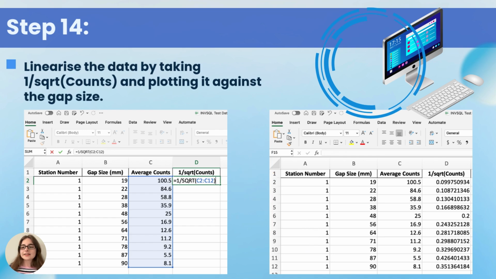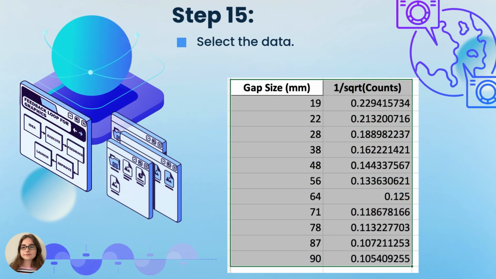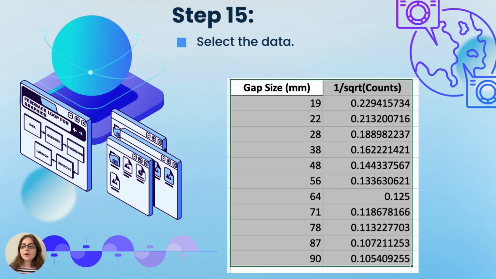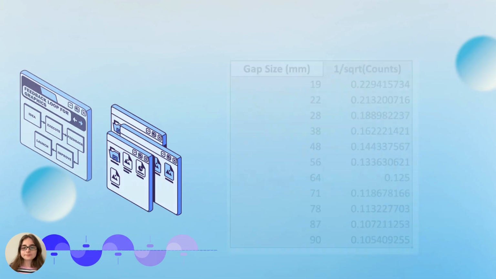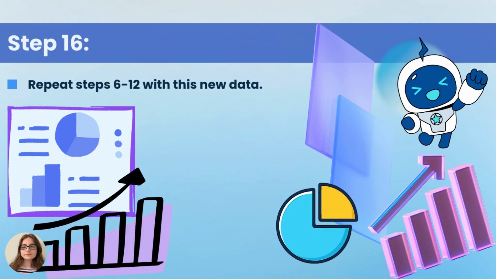To linearize the data, calculate the transformed values using 1 divided by the square root of counts, and then plot these values against the gap size. Highlight the linearized data. Repeat steps 6 to 12 using the linearized data.